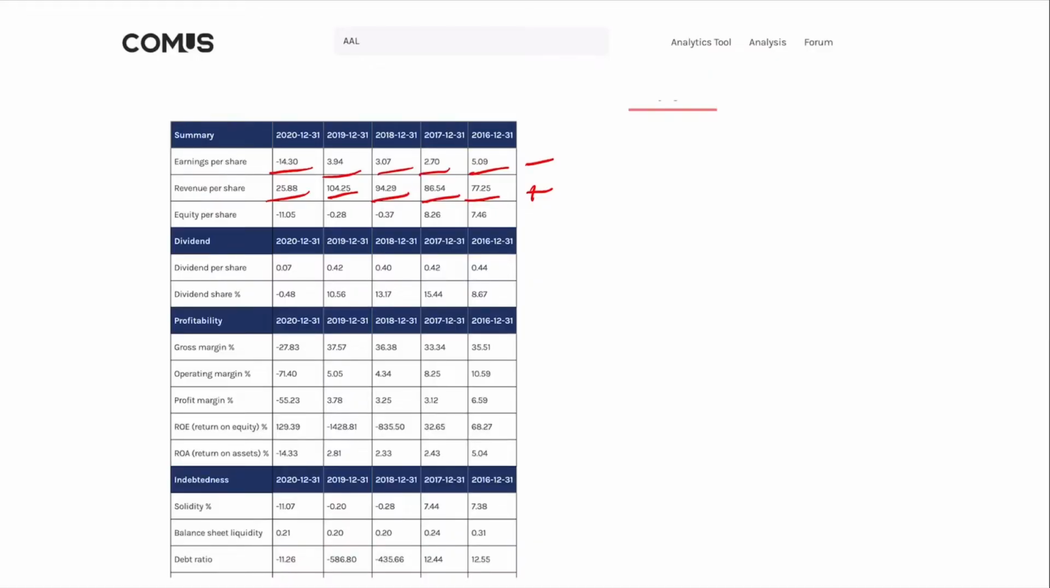I like that. Equity per share went from $7.4 per share down to negative $11 per share, and we grew one year, but after that we have been doing lower and lower numbers. I don't like that at all. So that is a minus.